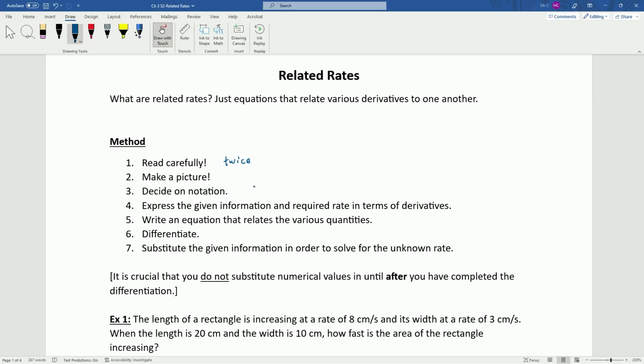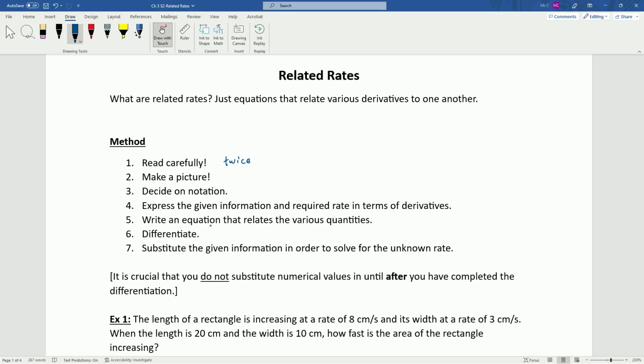Three, you need to decide on notation. So it just means pick your variables and how you're going to label them. What are you going to label each thing? And then once you've done that, express the given information in the problem and the required rate in terms of derivatives. So typically these problems are going to be asking you to solve for a particular rate of change. So we just want to write down in terms of the notation, which things are we solving for, what do we want, what do we have, etc.